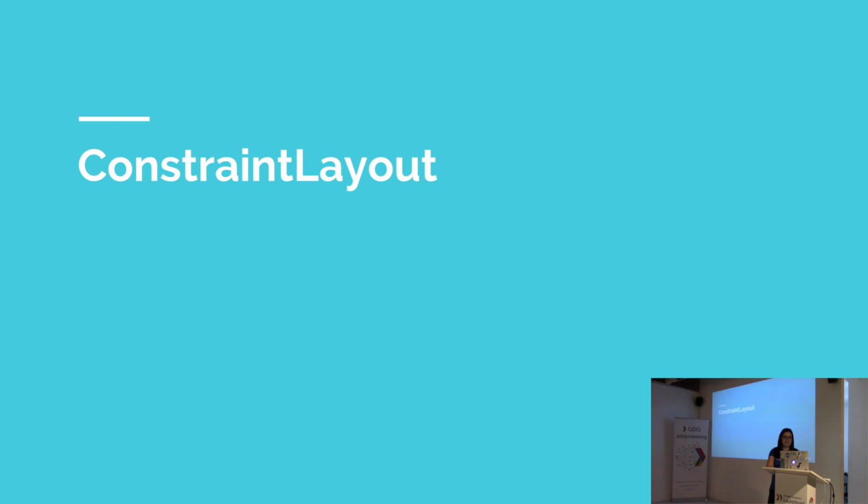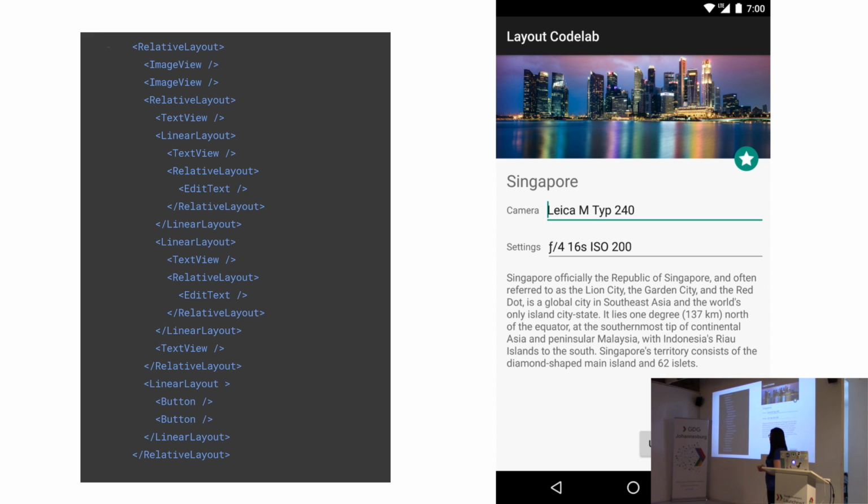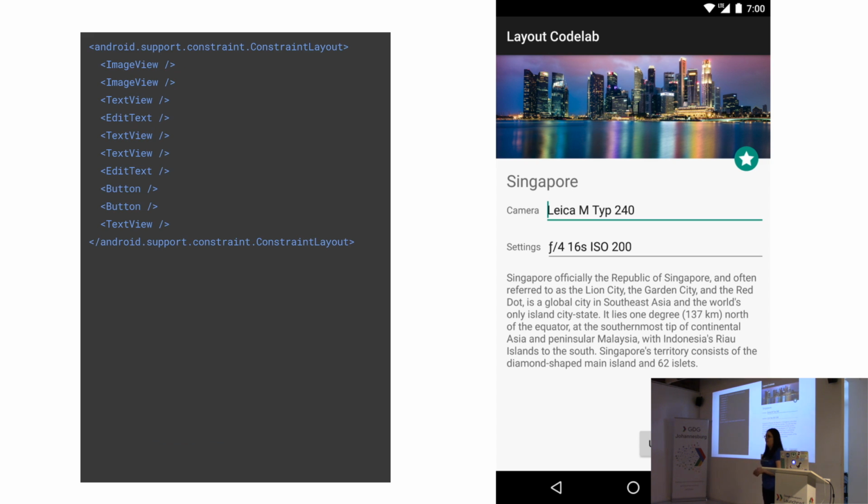Cool, so on to the good stuff. Constraint layouts. This is the layout that we saw previously, where we had all these different views inside with their positioning information. But now with constraint layout, you can slim that down to just the views that you need within the layout, and the positioning information will be on those views themselves.